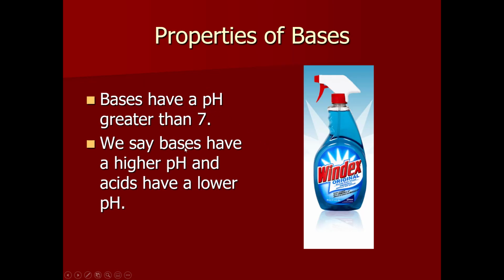Bases have a pH that is greater than 7, so 8, 9, 10, 11, 12, 13, 14. And we say bases have a higher pH and acids have a lower pH. So if I say that's something that has a high pH, then I'm talking about a base that may be like a pH of 13 or 14. And for acids, the lower the pH, the stronger the acid. Something with a pH of 1 is a very strong acid, whereas something with a pH of 5 is a pretty weak acid.